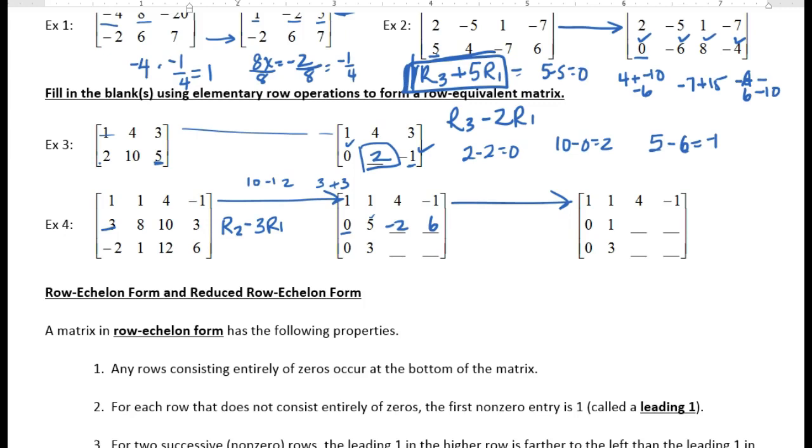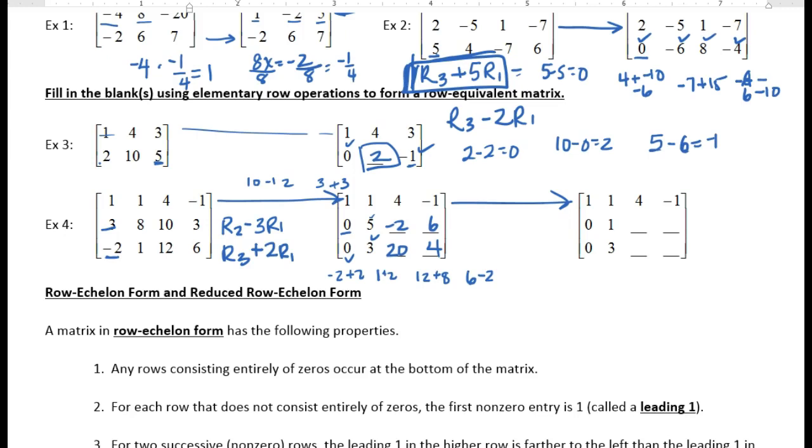What happened to row 3 to get to 0 in that first term? Well, I had negative 2 here. I need to add 2 of row 1. Okay? So let's play this out. So negative 2 plus 2 gives me 0. 1 plus 2 gives me a 3. Good to go. We do 12 plus 8, because 2 times 4 is 8. That gives me 20. And then 6 minus 2 is 4.